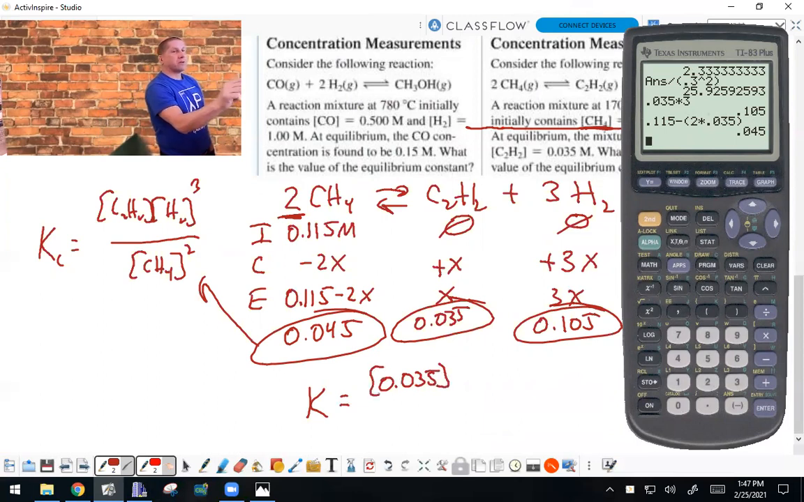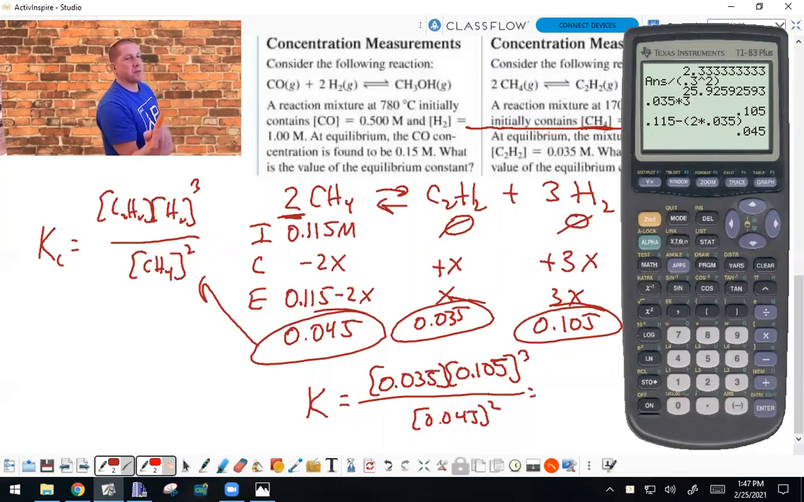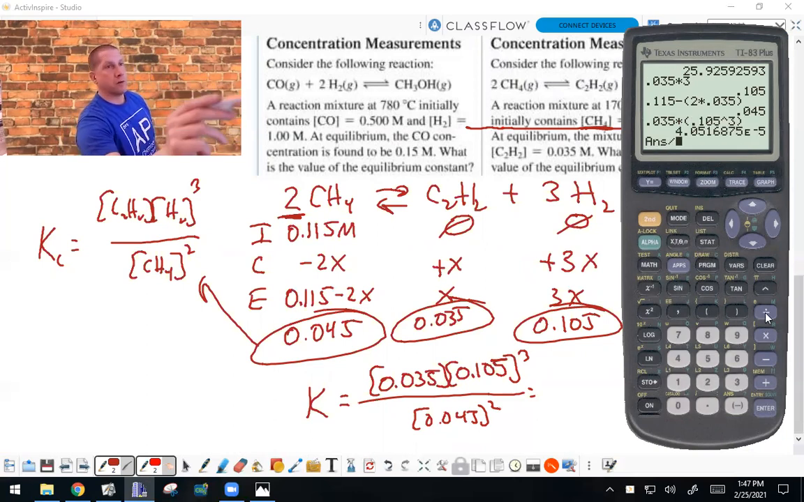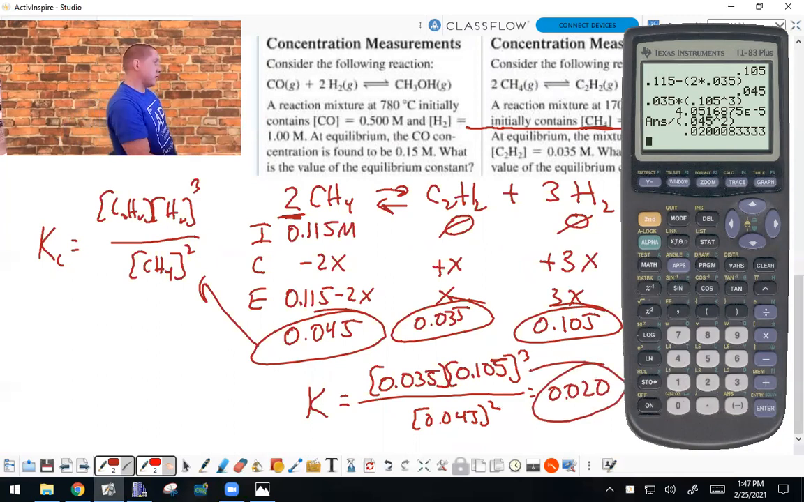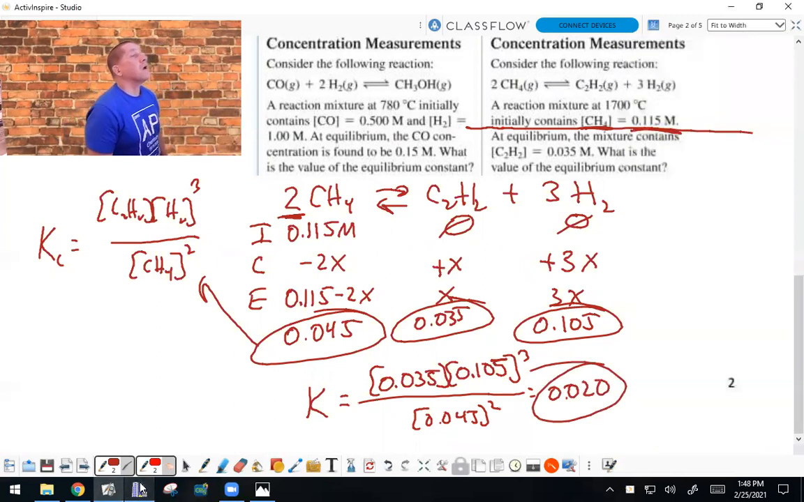Don't forget when you have an exponent. And from there, now we just plug it in. So 0.035 times 0.105 cubed divided by 0.045 squared. And we got 0.020 as the K value. All right, so from here now then, we're just going to vary, again, where we go after that initial step. In this case, we were given an equilibrium concentration and asked to find K.